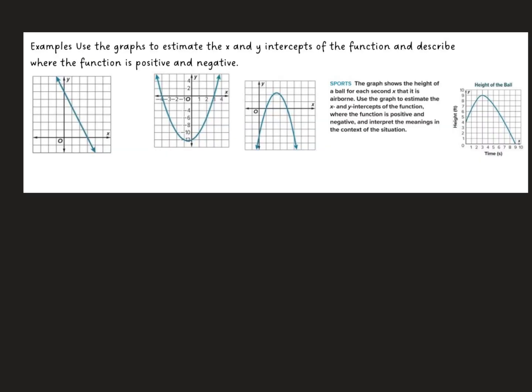We are going to find the x and the y-intercepts of these functions, and then we're going to describe where the function is positive and negative. So for this first one, the x-intercept is 1, 2, 3. So you can either say 3 or (3, 0). And then the y-intercept, 1, 2, 3, 4, 5, 6, you can either say 6 or (0, 6). Either one of those is acceptable to me. I think your textbook gives the ordered pairs, but it's acceptable to me to say 3 and 6 for intercepts.